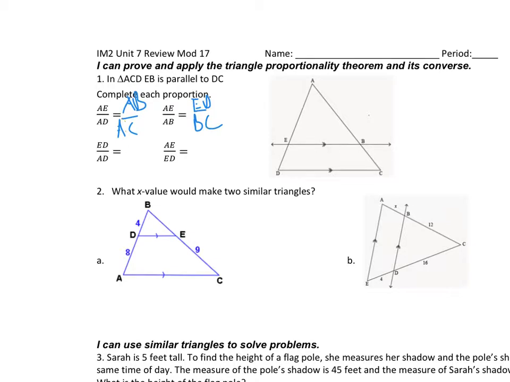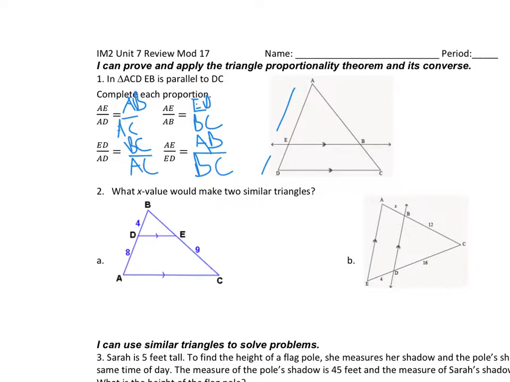All right, then we have ED is to AD. So then that would give us BC is to AC. So again, we did bottom to the whole thing, bottom to the whole. And last, we have AE is to ED. So then we would go AB is to BC.